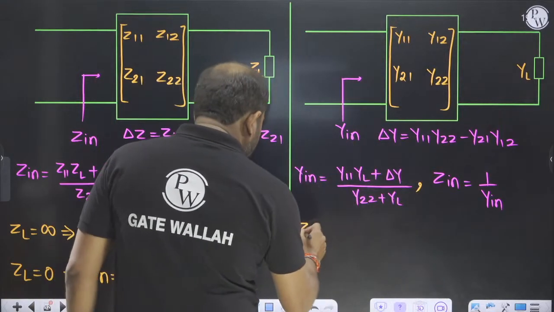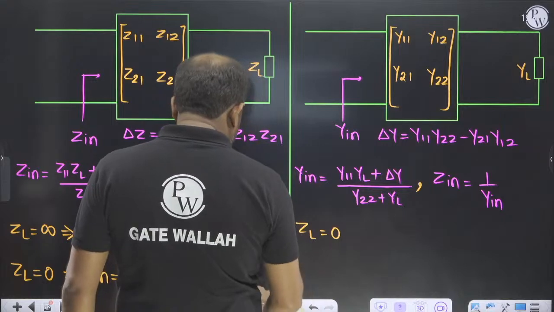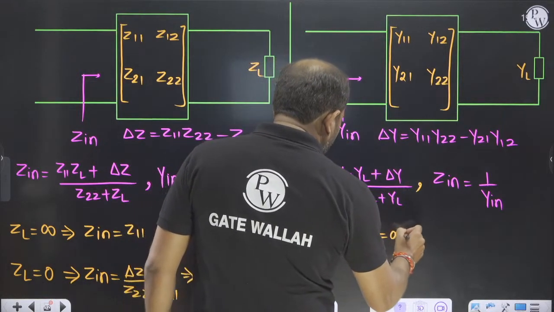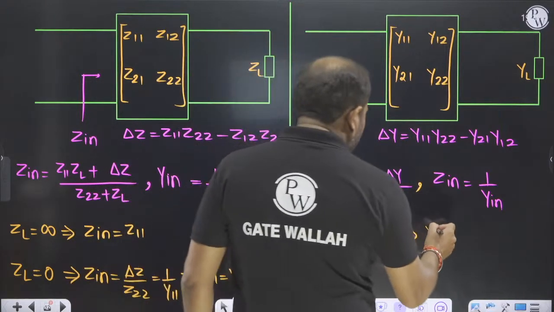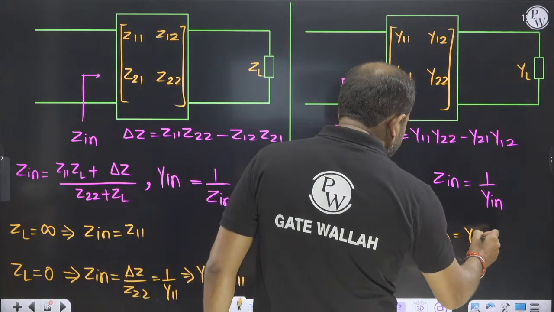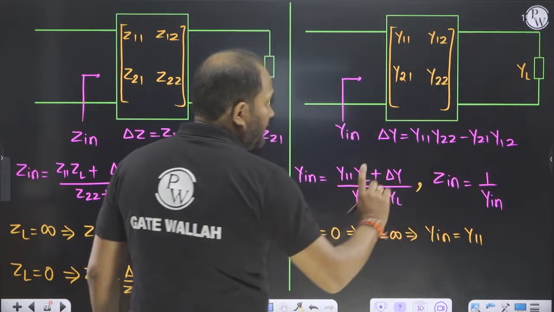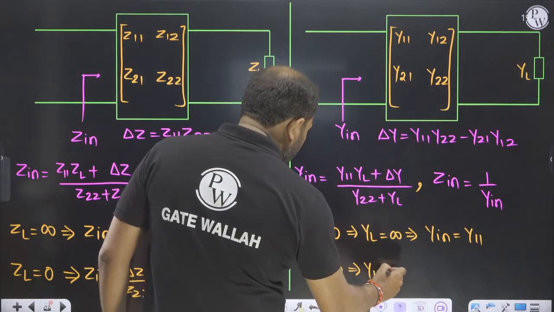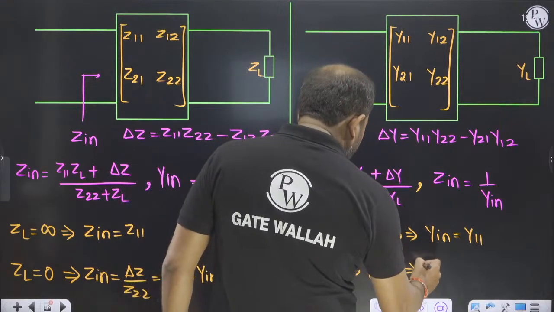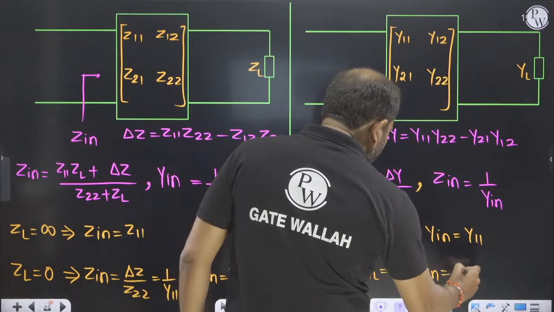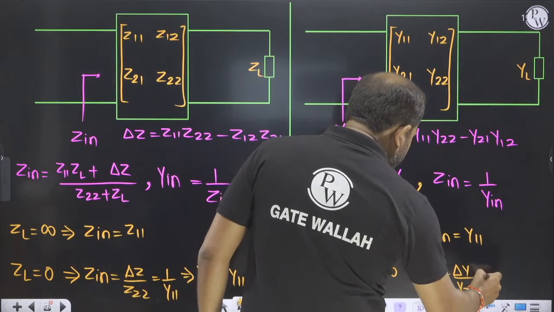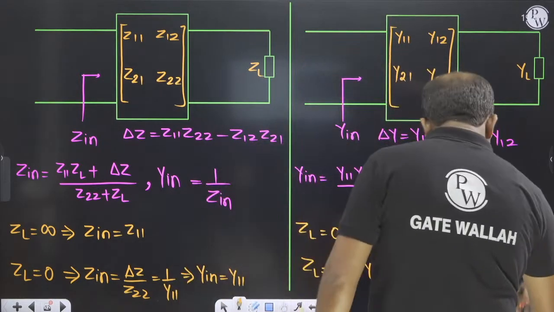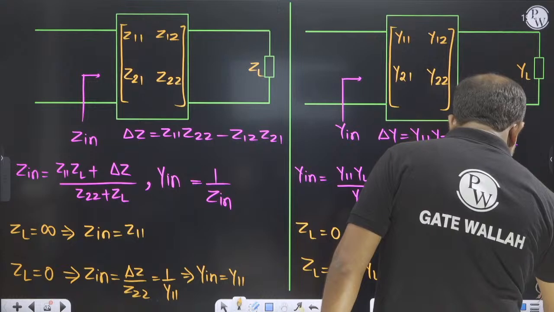If ZL is equal to 0, that is YL is equal to infinity, Yin will be equal to Y11, so it is the short circuit admittance. And ZL is equal to infinity, YL is equal to 0, so Yin will be equal to delta Y upon Y22, which is nothing but 1 by Z11, so Zin will be equal to Z11.